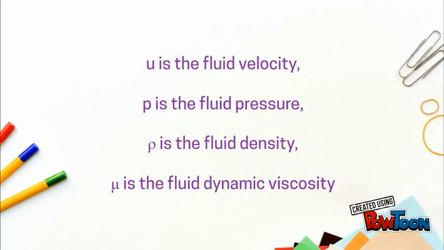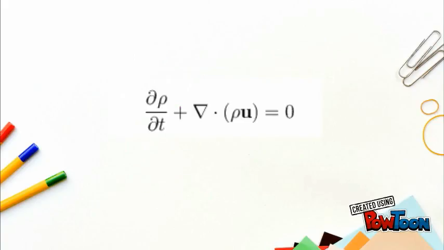These equations are always solved together with the continuity equation, as shown on the screen. The Navier-Stokes equation represents the conservation of momentum, while the continuity equation represents the conservation of mass. And now, Alif is going to explain about the Mach number and also the Reynolds number.